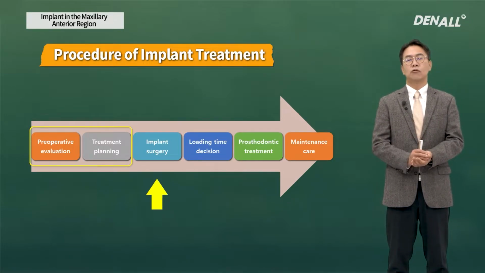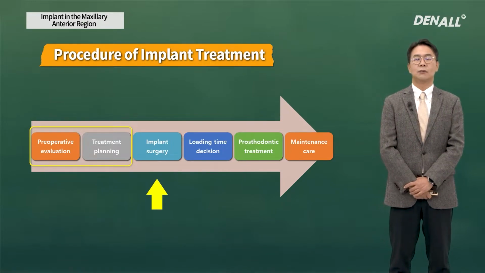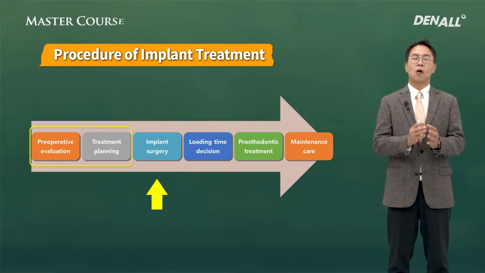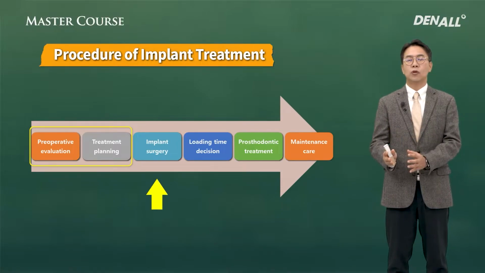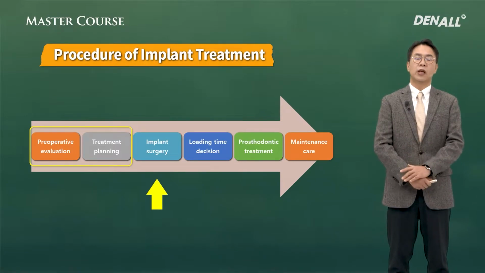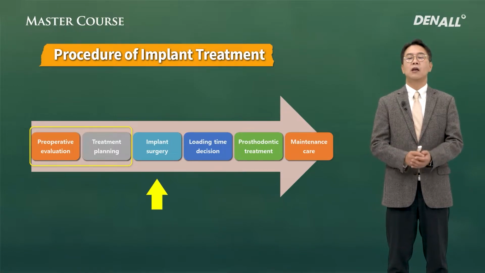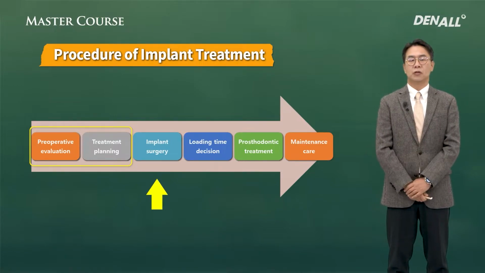Implant surgery is just implementing what is prepared: how to place an implant and what prosthodontic materials would be used. The overall plan should be established first before implant surgery to gain a good outcome.